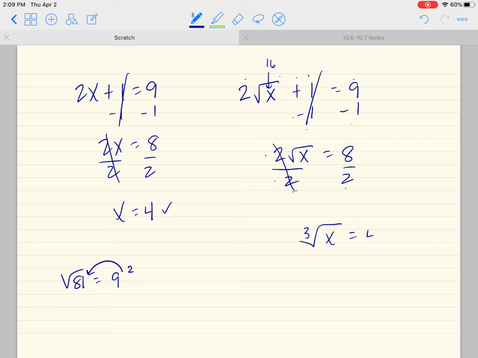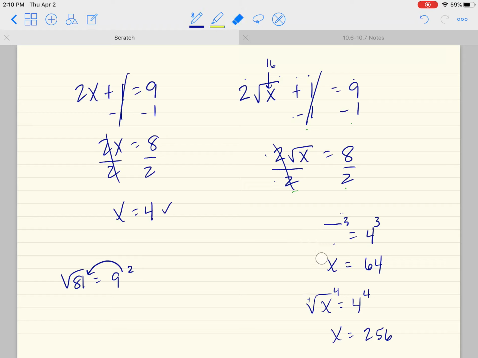Now what if at this step, we got the radical by itself, and instead of being a square root of x equal to 4, what if it was a cube root of x equal to 4? Well, then how would we get rid of a cube root? We would cube both sides, so then x would equal 64. Or if it was a fourth root of x equal to 4, then we would raise both sides to the 4th power. So then x would be equal to 256, okay?